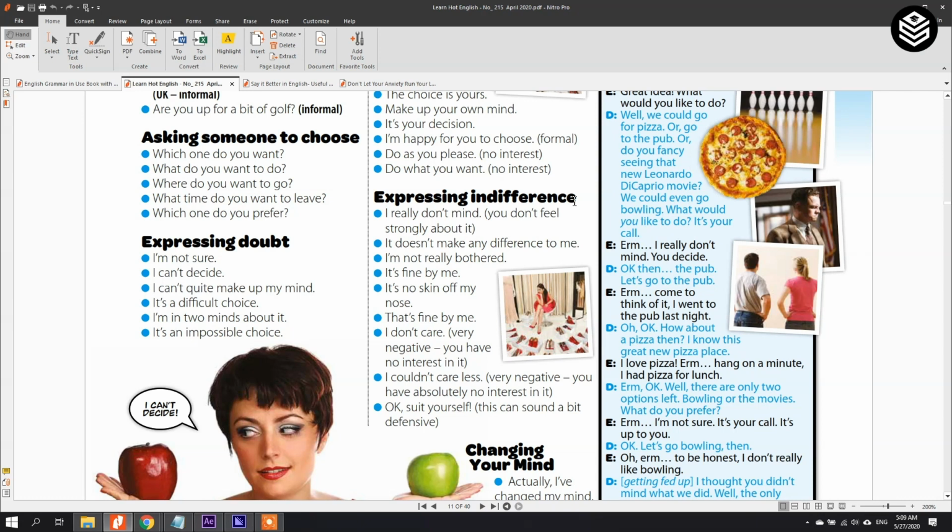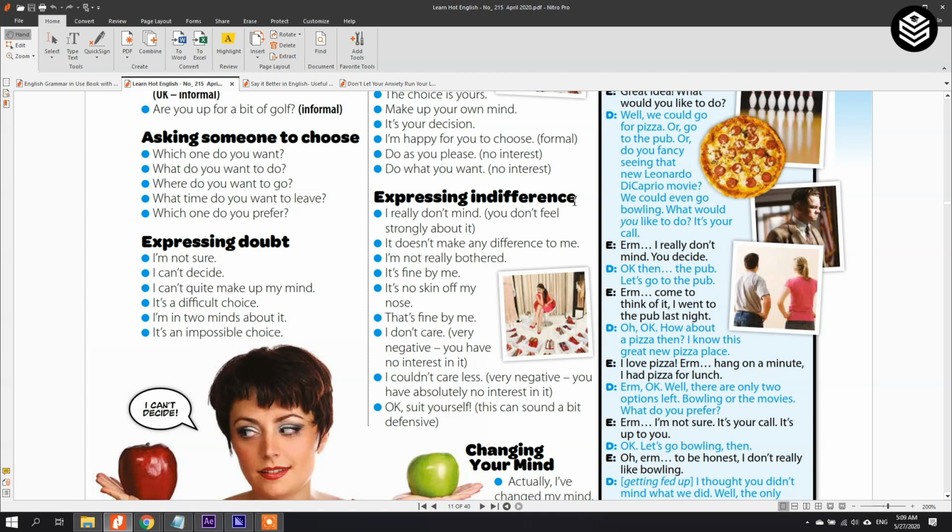The second one, it doesn't make any difference to me. That's also a sort of sentence. Inform them, no issue, that's decided, it's okay, no problem, it doesn't make any difference to me. Third one, I am not really bothered. That's also, I really don't mind. I am not really bothered. It's fine by me.